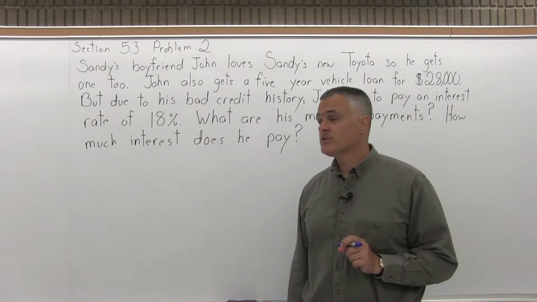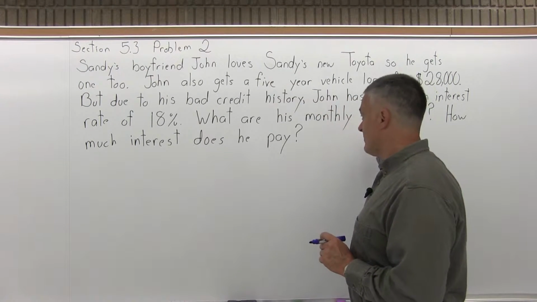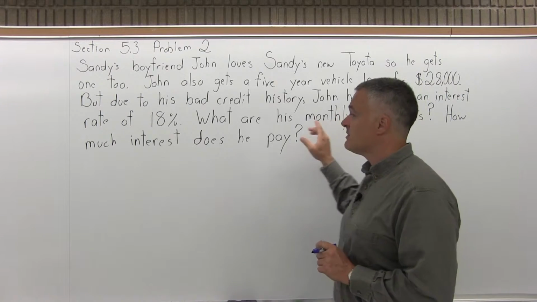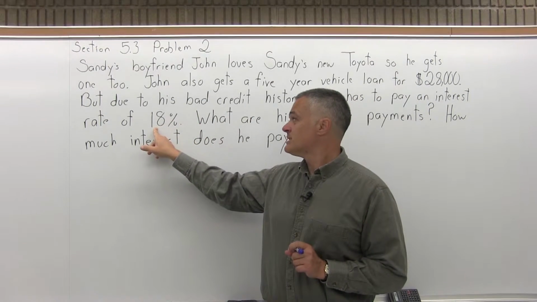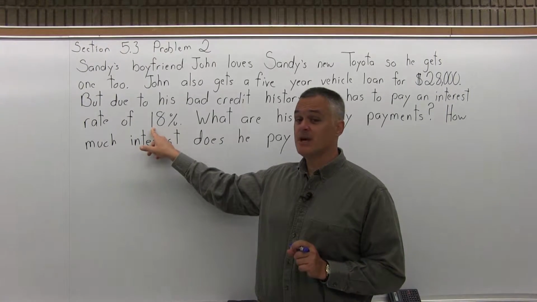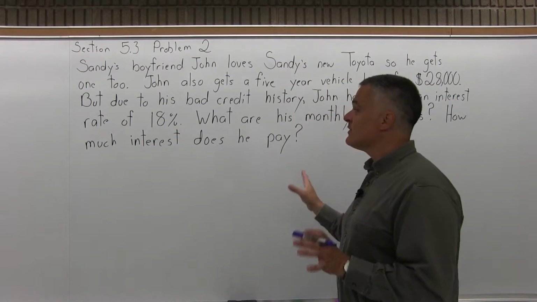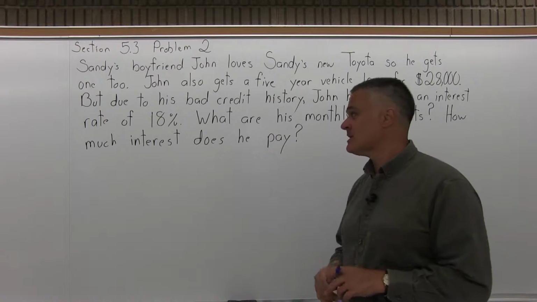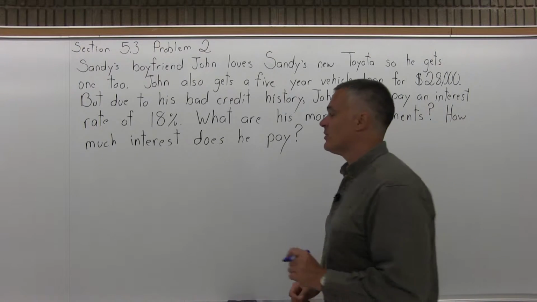So if you remember the previous problem, it's also a 5-year vehicle loan for $28,000. It's all the same except the percentage. The other person paid 3%. So you can see 18%, what a difference it's going to make. It makes quite a difference. So anyway, let's figure it out for 18% and see what the payments are and what the interest over the life of the loan winds up being.